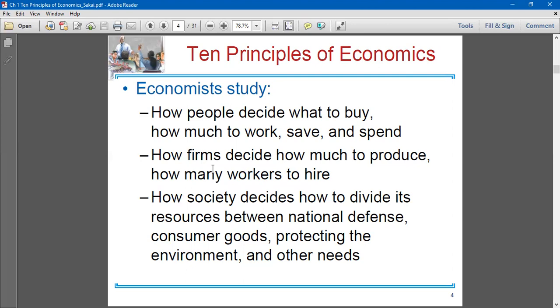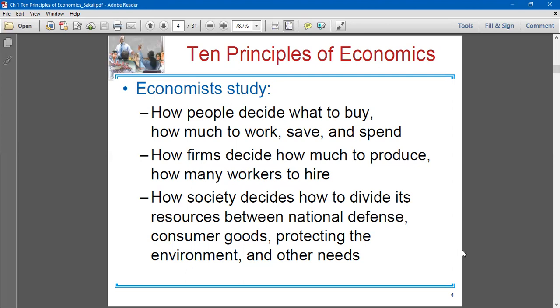Then we go to the society as a whole. The society is endowed with resources. Okay, we have resources that we use to satisfy our needs. But then these resources are not enough to satisfy all the needs that we have. So the society too will have to decide, with the limited resources that it has, how it is going to divide them among the various needs of the people. We need defense. We need consumer goods. How do we protect the environment? All these things need resources. So how do we divide the limited resources among all these needs?